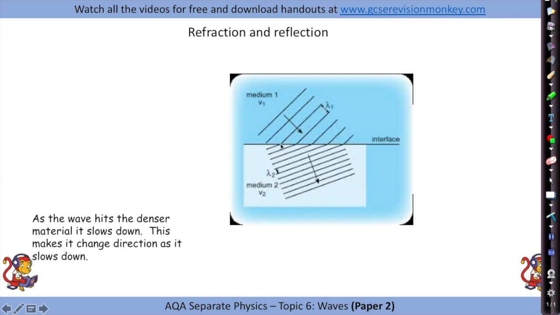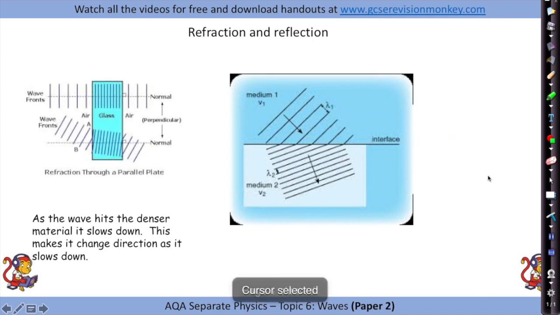Now when we look at this wavefront here, the right-hand side of the wavefront hits the block first. That part slows down first. As that slows down, the rest of the line is still moving quite quickly. So it has the effect of making it turn into the block there. So you can see the angle has changed. The wave has slowed down, and because the wave has slowed down, the wavelengths have got shorter, but the frequency has stayed the same.